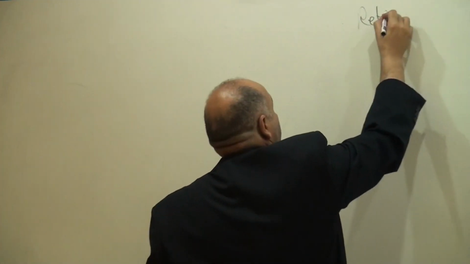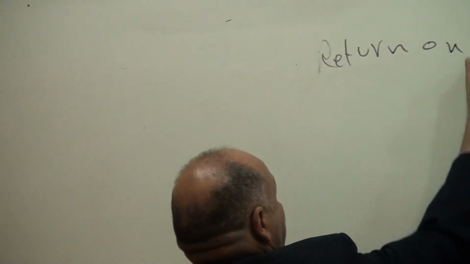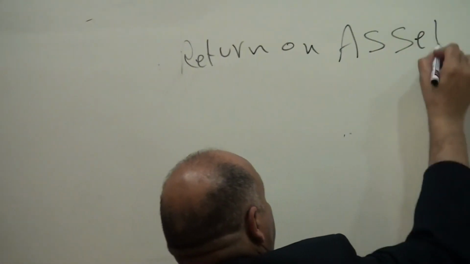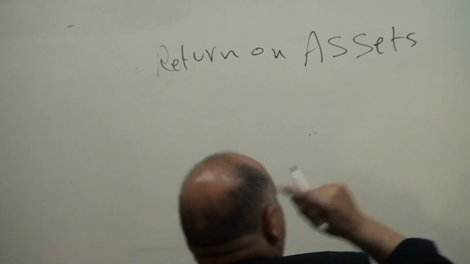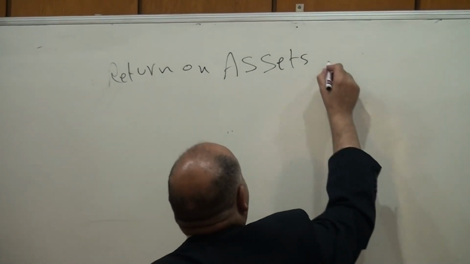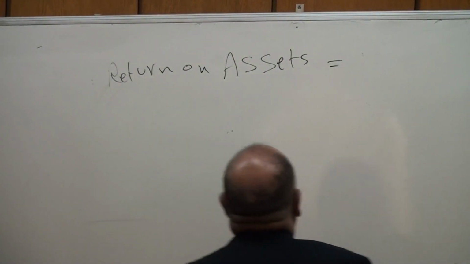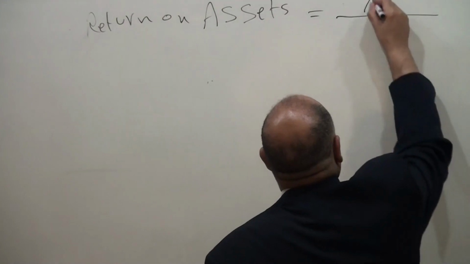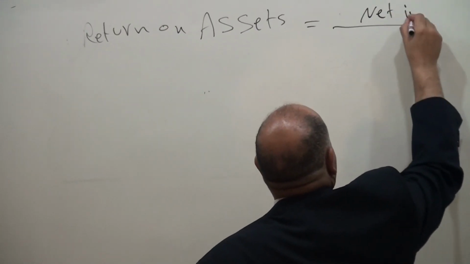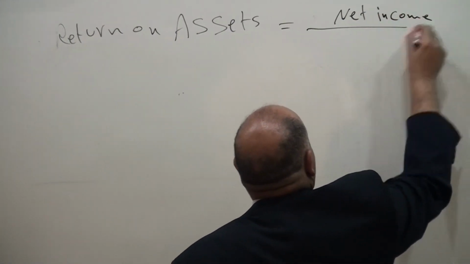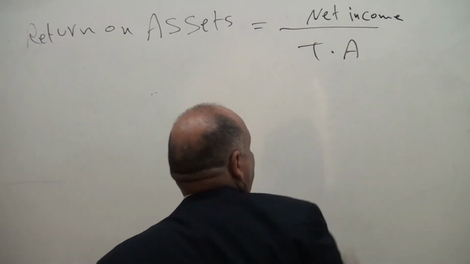Return on assets. In Arabic, العائد على الأصول. Sorry, profit margin, هامش الربح. Return on assets equals net income divided by total assets. Okay.